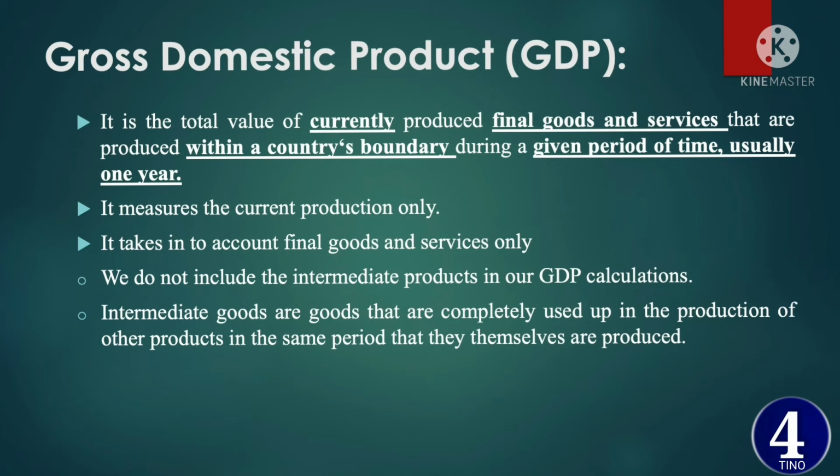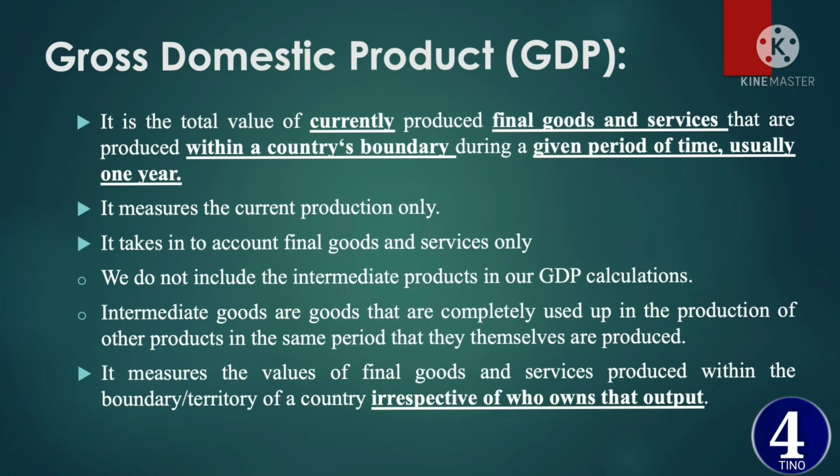Okay, so the other point that we can understand from the definition of GDP is that it measures the value of final goods and services produced within the boundary of a country, which means irrespective of who owns that output, which means irrespective of the resource ownership, whether the resources are owned by other countries, we don't care. Whether these resources are citizens of other countries, we don't care.